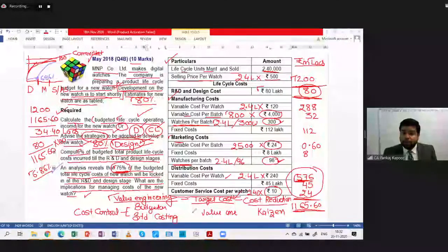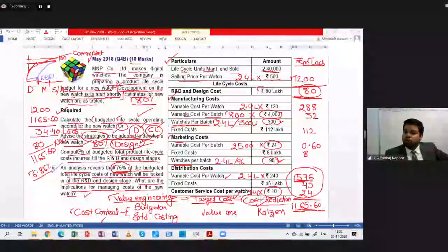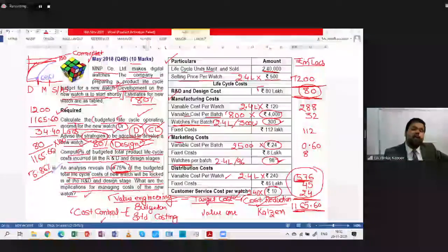Okay, but cost reduction, as against cost control, can be applied even during the R&D phase, and can also be applied when the product is manufacturing. Again, I'm saying cost control shall be applied only when the product is in the manufacturing stage. When the product is in the designing stage, R&D is ongoing, then we must apply what? Cost reduction. Although cost reduction can be applied even after the R&D as well.